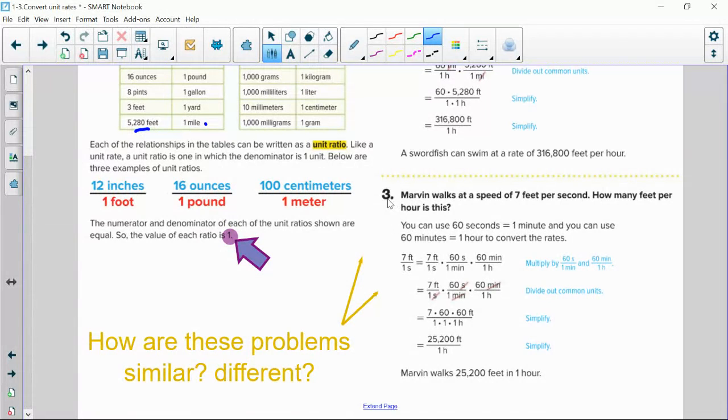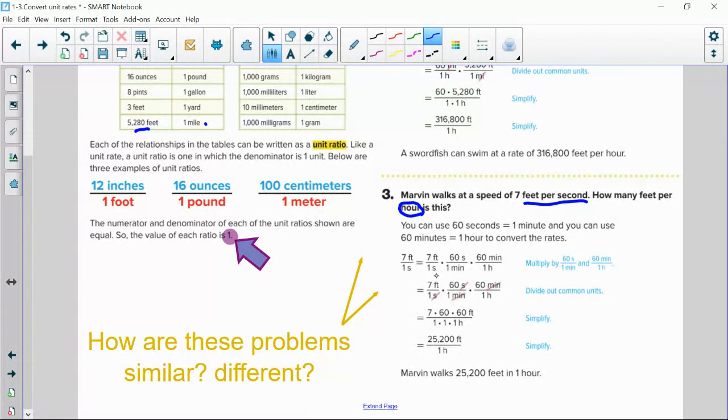So then let's say number 3. We have a speed of walking at 7 feet per second. So this is where we started, feet per second. They want us to change, though, from seconds to hours. Okay, so we start with our 7 feet over 1 second. Then we're going to multiply it by 60 seconds over 1 minute.